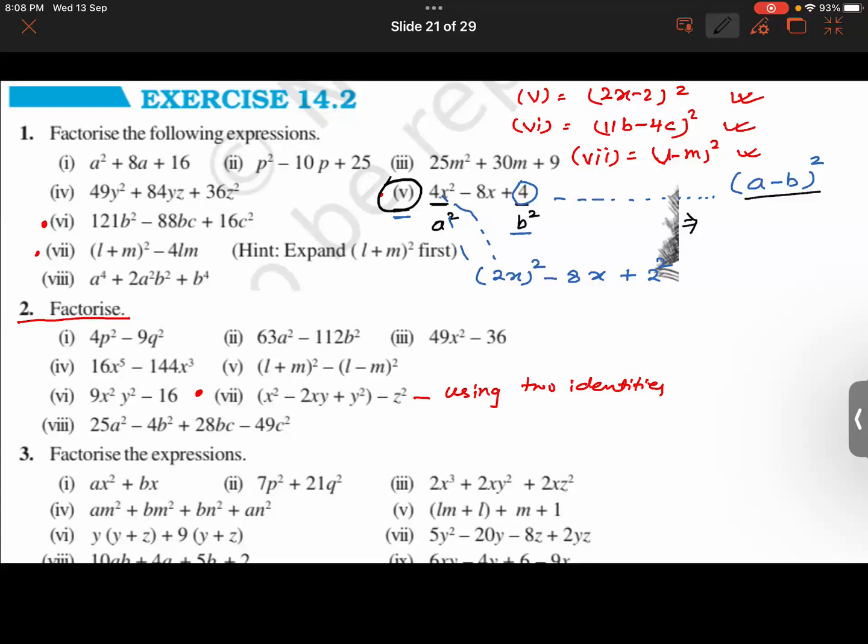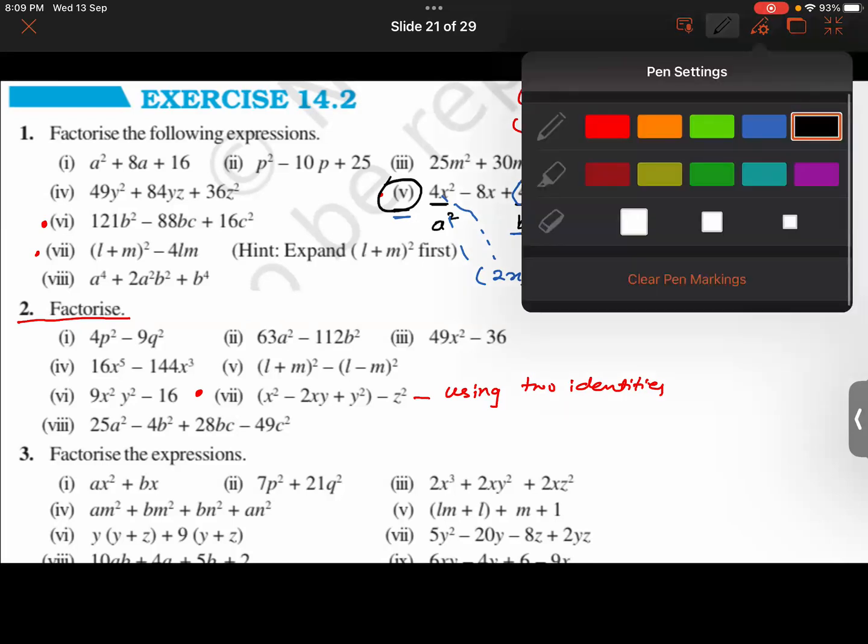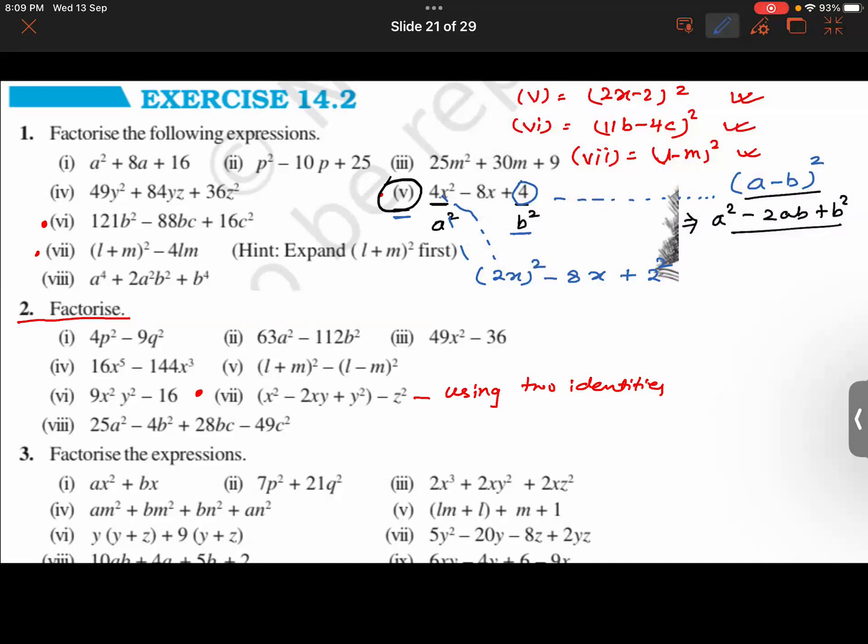Okay, Arham, you tell me. Sir, I got minus 2ab plus b square. Okay, Arhan, you got the answer? Yes, sir, but I got it from only using one property. No, you will have to use two properties here. Okay, we will come to that question. Let me explain this one.